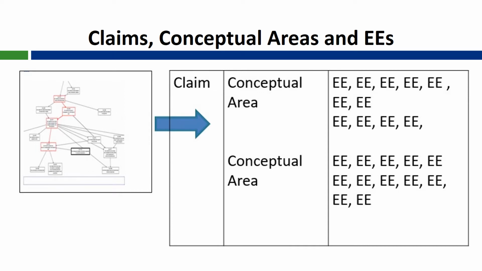Claims are broad statements about what students are expected to learn and to do in relation to the content contained in ELA and mathematics. Conceptual areas are broad statements that tell what students should know and do in relation to a claim. Essential elements, EEs, describe what students should know and do in relation to a conceptual area and are aligned to the Missouri Learning Standards.